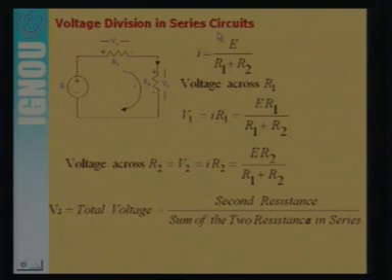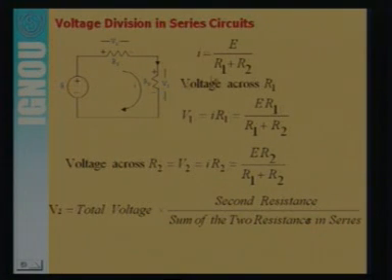Now the voltage division in a series circuit. We have studied the current division. Now we will see what the voltage division is. In the case of voltage division, suppose the two resistances R1 and R2 are connected in series and we are applying a voltage source across this. Then this voltage will be divided into two parts, V1 and V2. What will be the value of V1 and what will be the value of V2? That means the voltage across R1 and the voltage across R2.